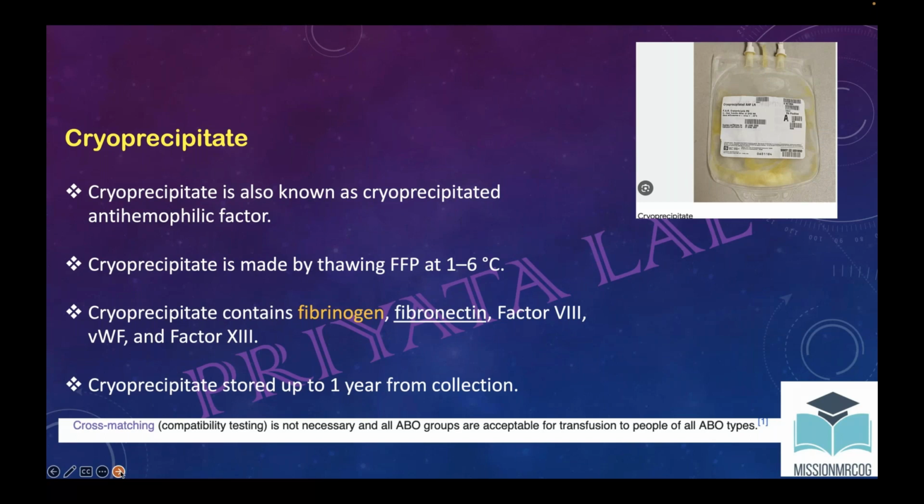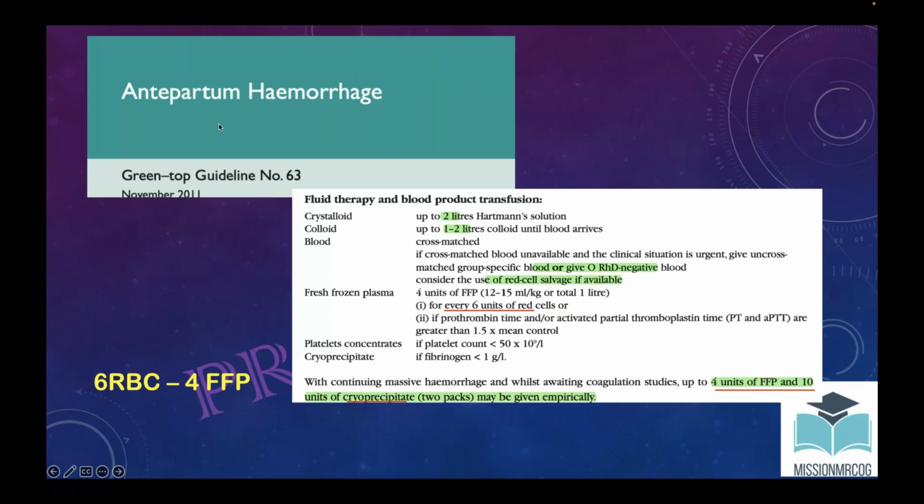Now, what is the difference in these three guidelines? In the antepartum guideline, Green-top 63, if they are giving 6 units of blood, they are giving 4 units of fresh frozen plasma. So 6 units of RBC and 4 units of fresh frozen plasma. Apart from this, while waiting for results, 10 units of cryoprecipitate or 2 packs. Usually 1 pack has 5 units of cryoprecipitate. This is given empirically.